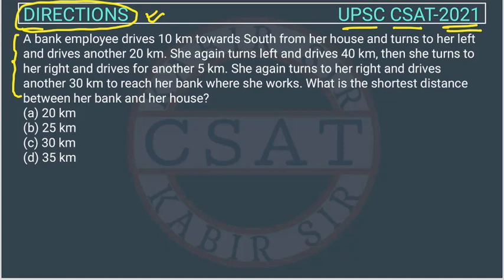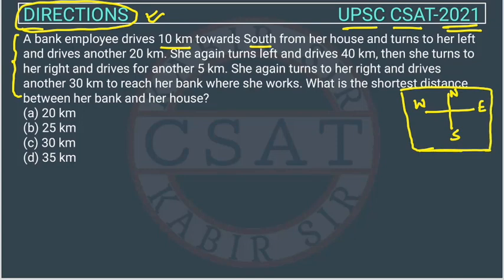Okay. A bank employee drives 10 km towards south. So whenever you see direction questions, always draw this: this is north, south, this is east and west. So in the exam, draw this on the exam paper. After drawing this, it becomes very easy to solve the questions, right?